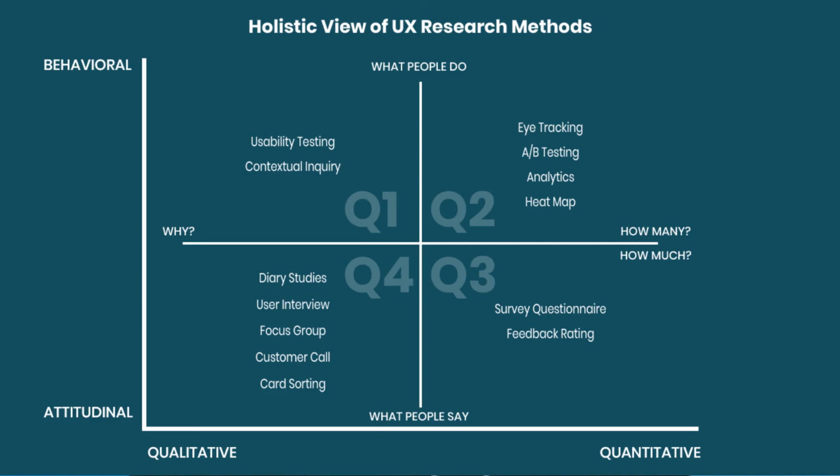And then there are a few methods that fall under more than one quadrant. This is because in some cases you could do an observational study and also use a tool to capture data of a large number of people performing the task. Example, eye tracking and heat map. Similarly, you could observe the user performing a task, which is a behavioral study, and follow up with questions, which is an attitudinal study. Example, contextual inquiry.